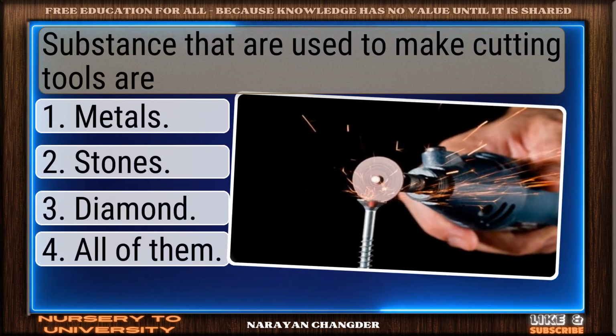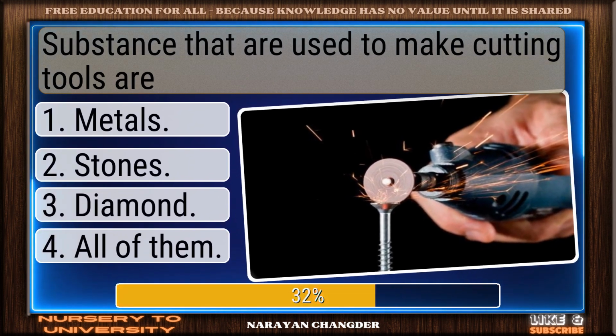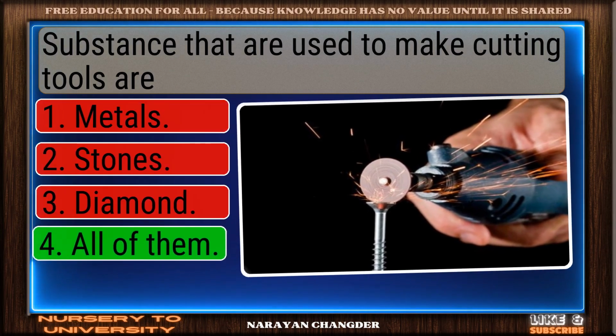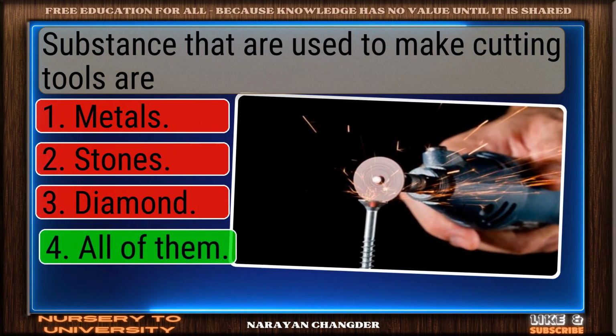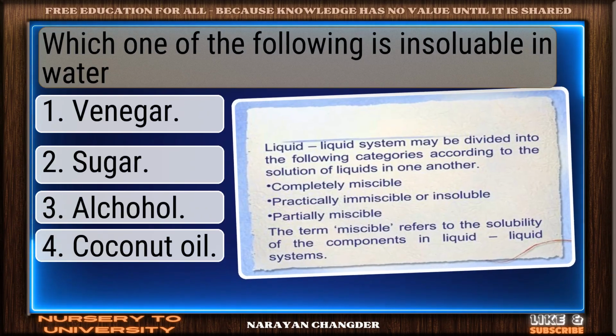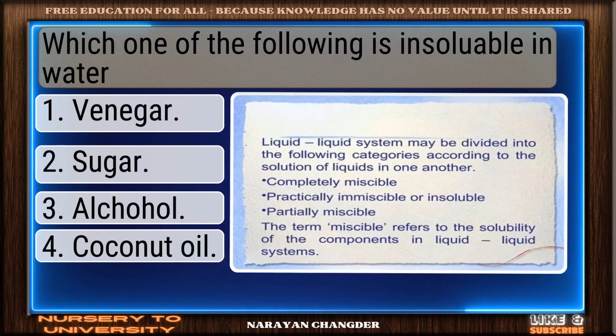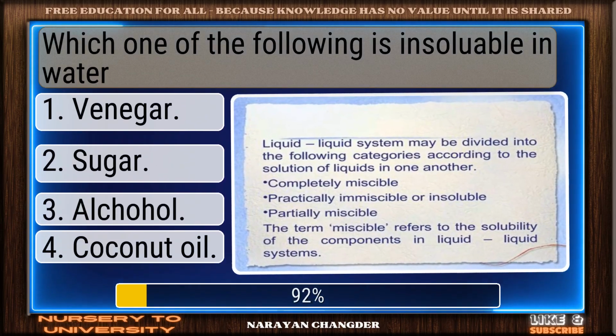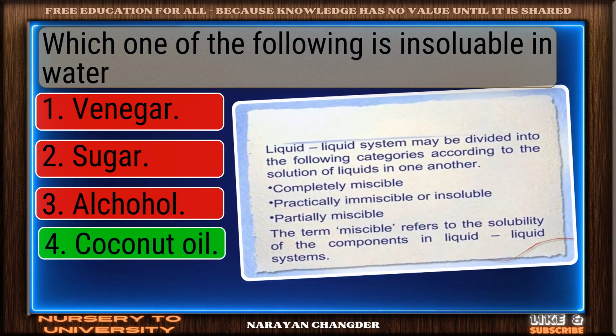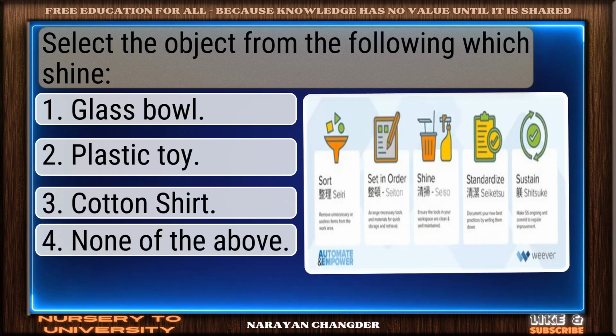Substance that are used to make cutting tools are? Correct response. All of them is the most accurate answer. Which one of the following is insoluble in water? Strong choice. Coconut oil is the right answer.